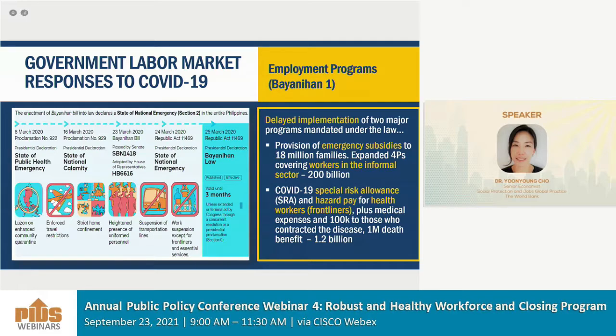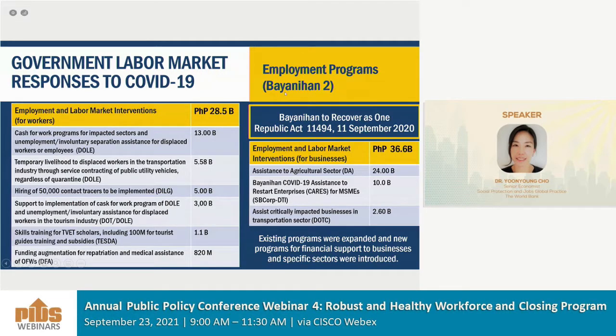We all know the government's initial response was heavily focused on social protection. It aimed to cover informal sector workers through social amelioration programs, but it is rather social protection for the vulnerable population rather than a targeted labor market intervention. Through Bayanihan 2, more employment programs and more targeted labor market responses were implemented, but the magnitude of the support was small compared to the Bayanihan 1 measures.